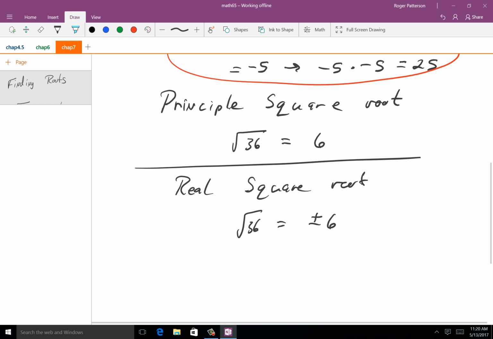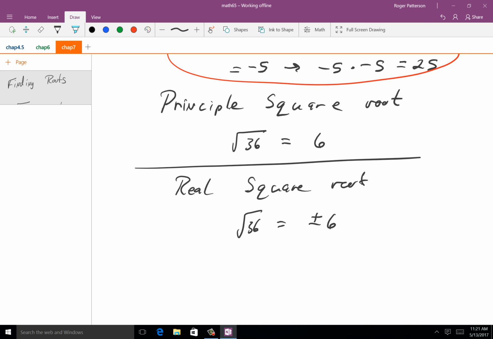So are we going to have, like for your test, to define which one is a real square root and which one is a principal root? No. Okay. No. What will happen is, when we get into the last chapter that we do and we start solving quadratics, we're going to come back to this idea that, hey, it could be a positive or a negative. Okay?